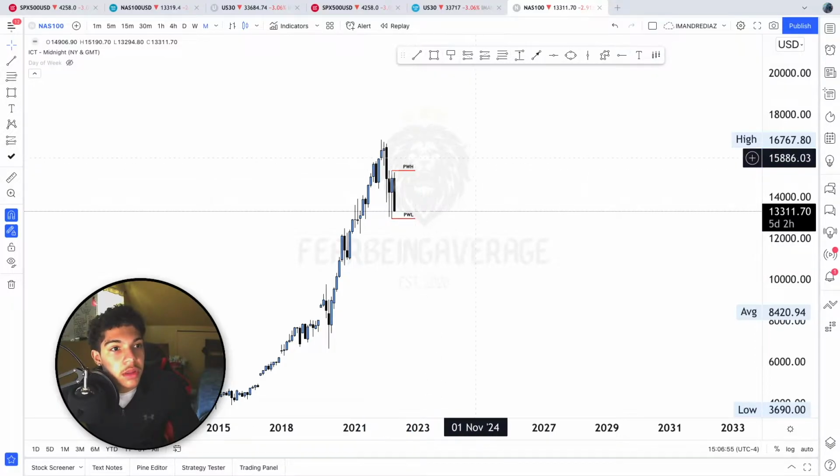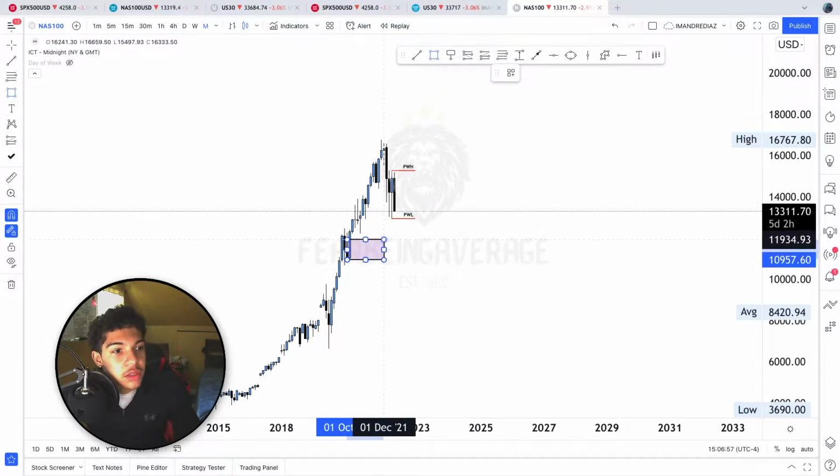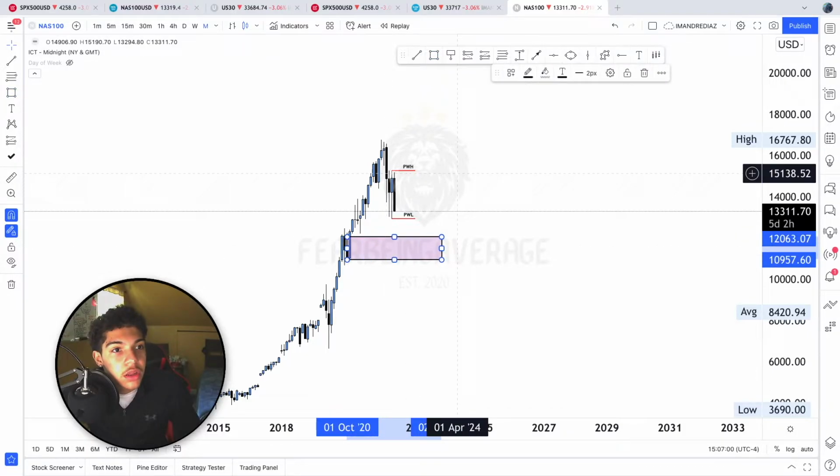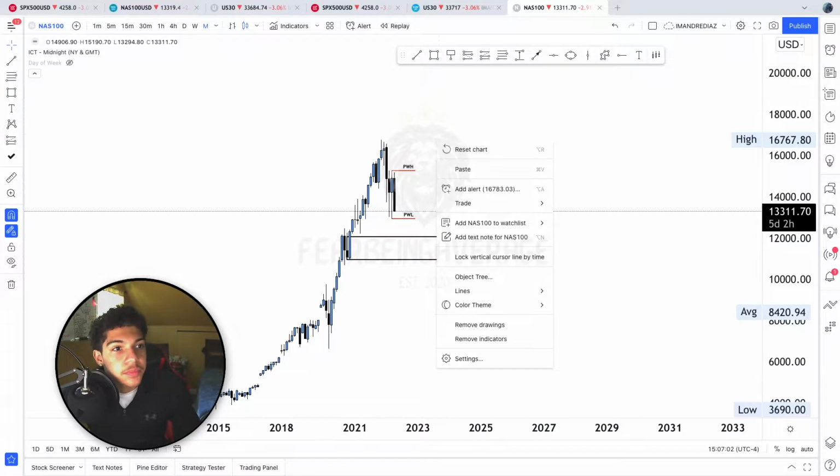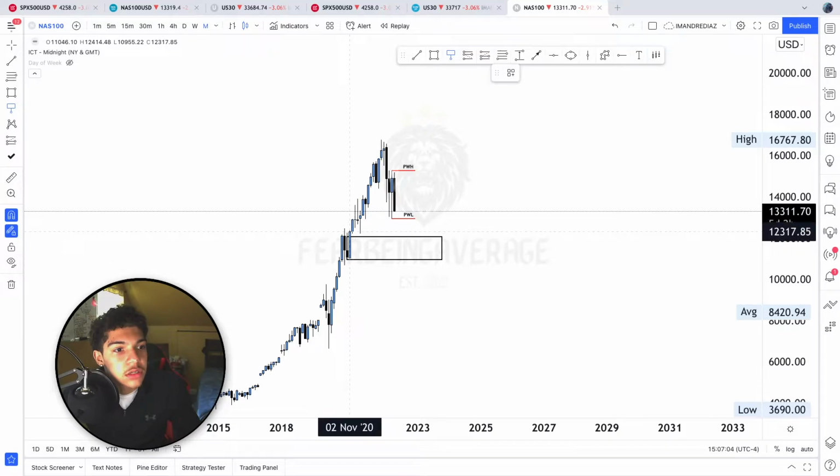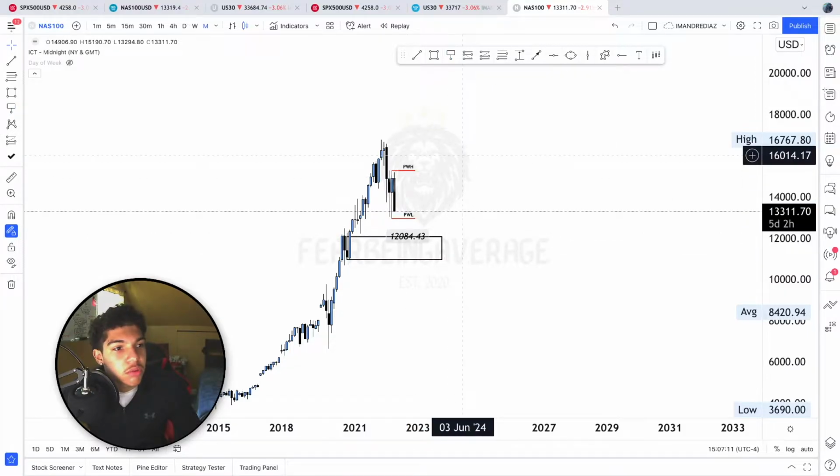I'm also keeping in mind that we have this monthly order block all the way down here. And at what level is this? This is at 12,084. Okay, so we're going to keep that price area in mind.